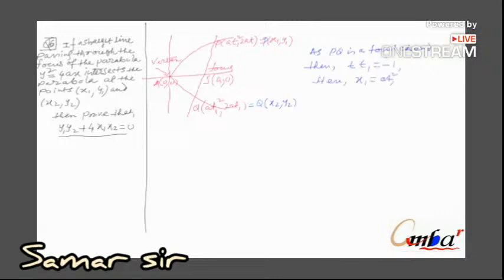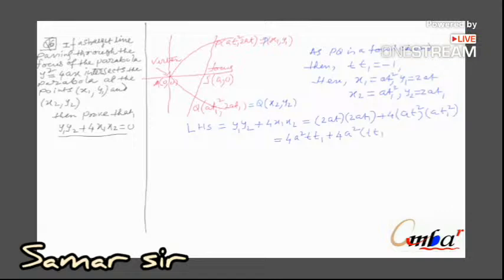Here x1 is equal to at², y1 is equal to 2at, x2 is equal to at1², y2 is equal to 2at1. Left hand side: y1y2 + 4x1x2 is equal to 2at × 2at1 + 4 × at1² × at². Then simplify and put the value of tt1 equal to minus 1. So then we got the answer 0 here. Proved.